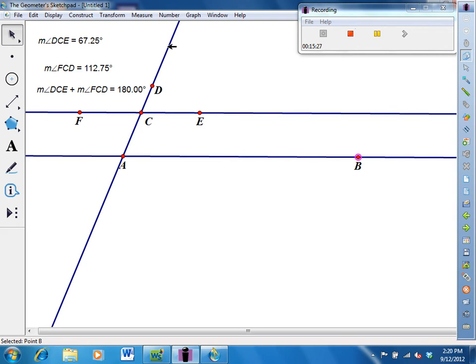This thing here has a name as well. This is called a transversal. Like in a car, the transversal is the thing that goes across the axles. So the transversal is the thing that cuts the two lines.